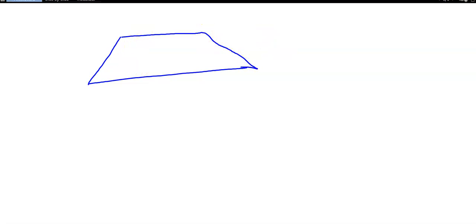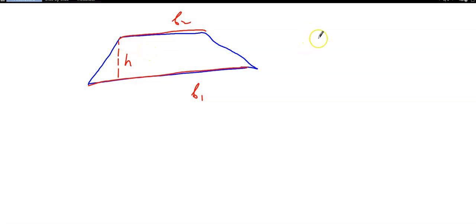The two parallel sides, I'm going to highlight for you. Here's this side parallel to that side. We call those bases. Base 1 and base 2. Okay, so in the problem, we have the two bases. We also will have the height.